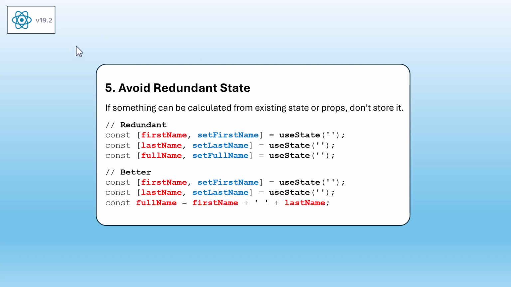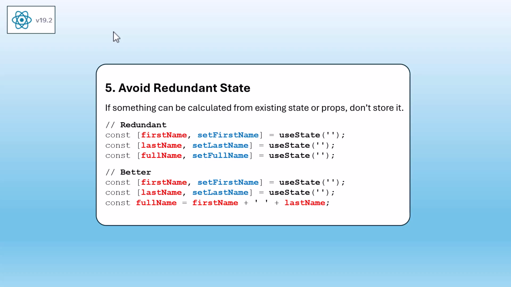5. Avoid redundant state. Redundant state is any information that can be derived from other state variables or props. Let's take the example of a form with first name, last name, and full name. If you already have the first and last names, there's no need to store the full name separately. You can simply combine them when rendering.